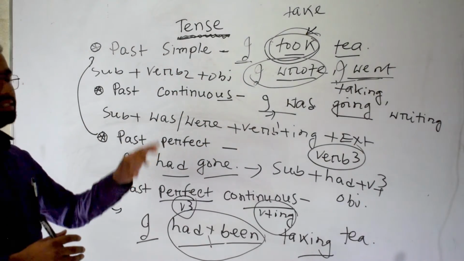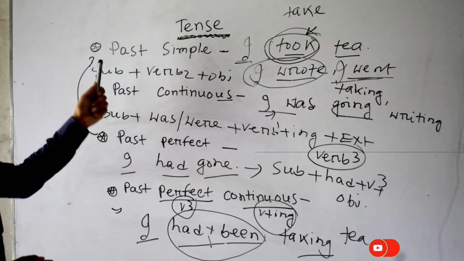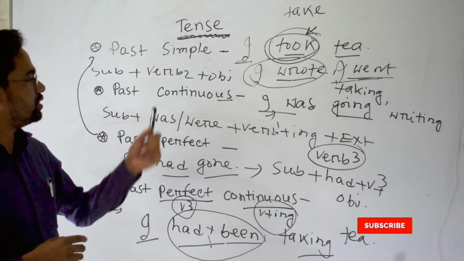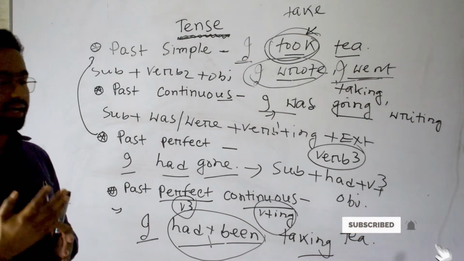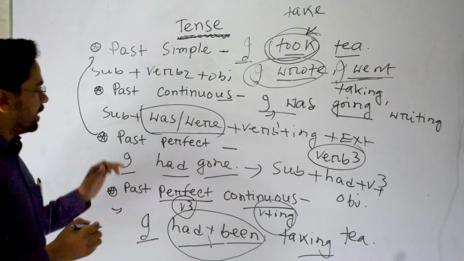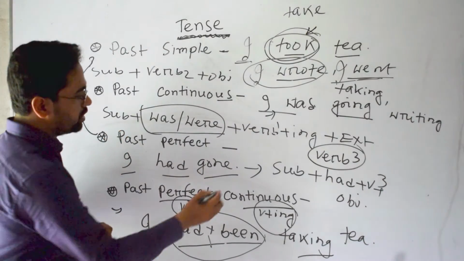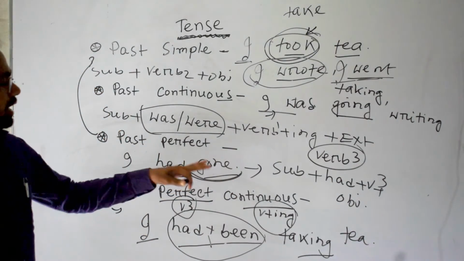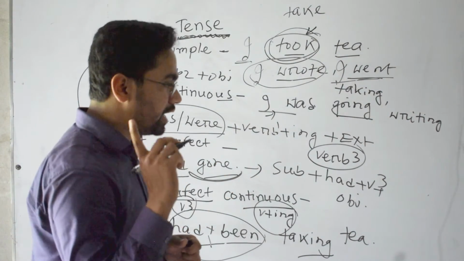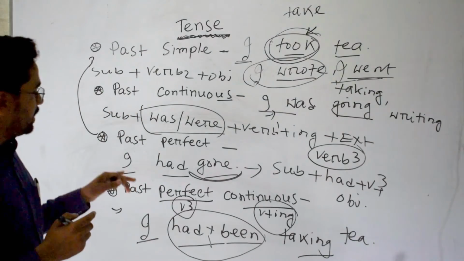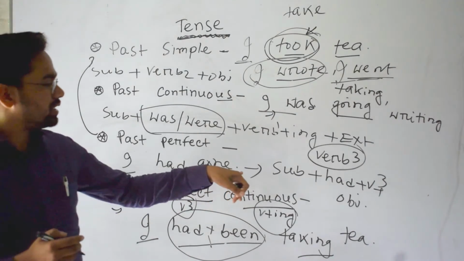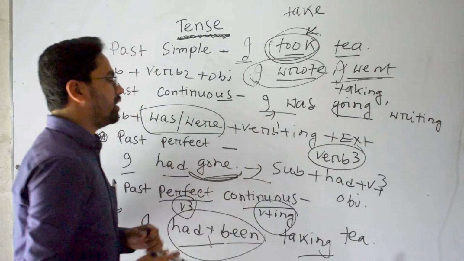And I want to summarize today's lesson. In past simple tense, you need to use the verb in past form. In past continuous tense, you need to use ing with the verb, and before the verb you must use was and were as auxiliary verbs. In the past perfect tense, you need to use gone. Actually, in this sentence I have written gone, but you can use another verb, in past participle form. The structure will be subject, had, verb past participle, and an object.